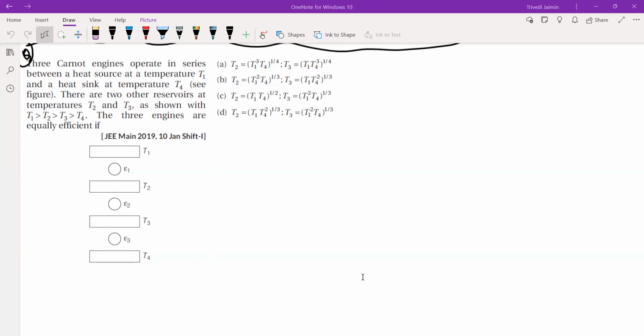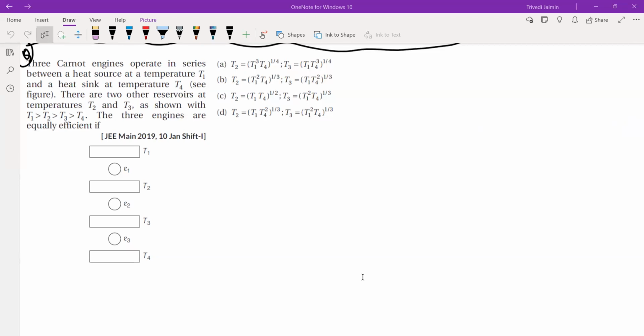N1, N2, N3. There will be three equalities, right? So first, N1 and N2, equate them and get one temperature, maybe whatever it is. Then N2 and N3, get one value. When you solve the second one, get terms that are already there in the first one. Try to get that. Then you'll be easily able to solve it.